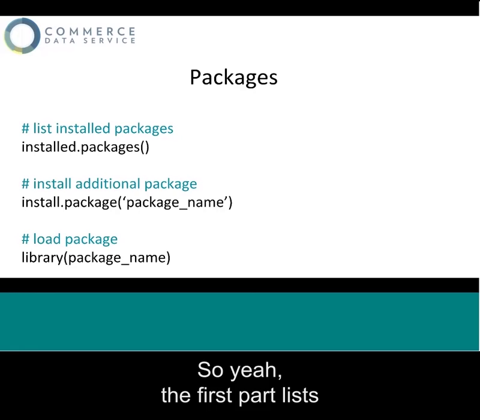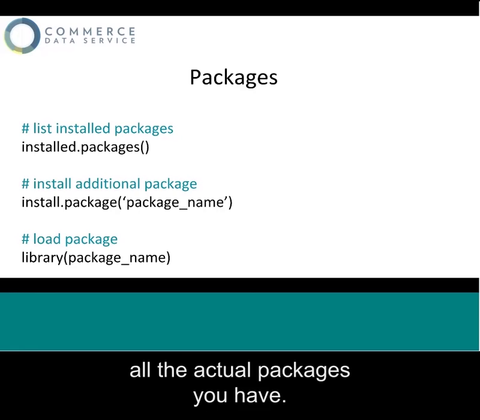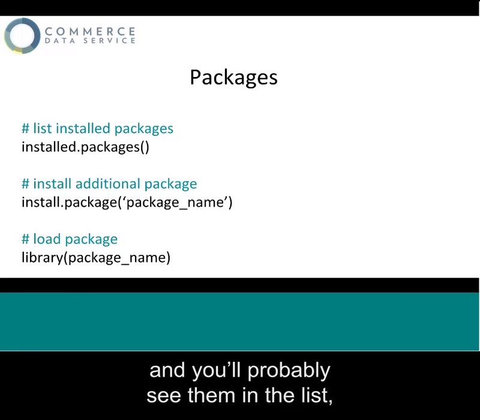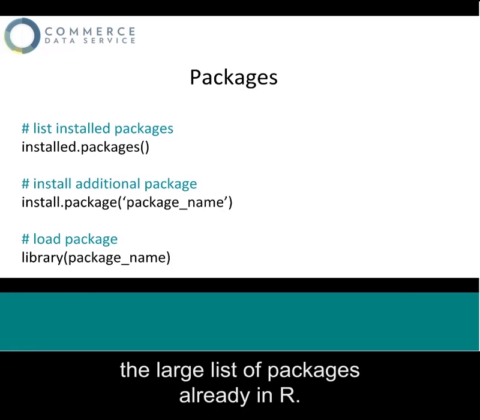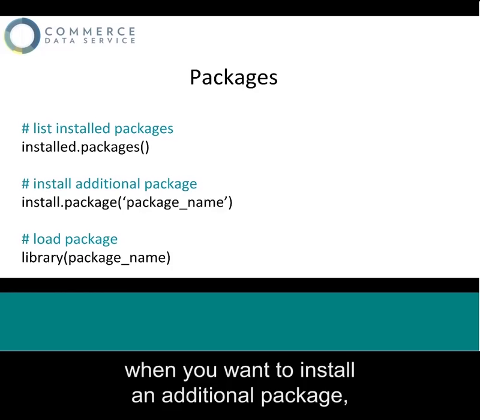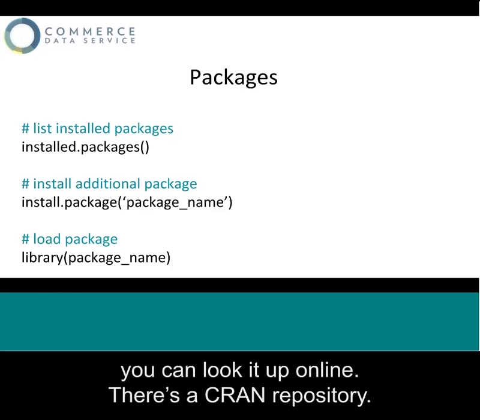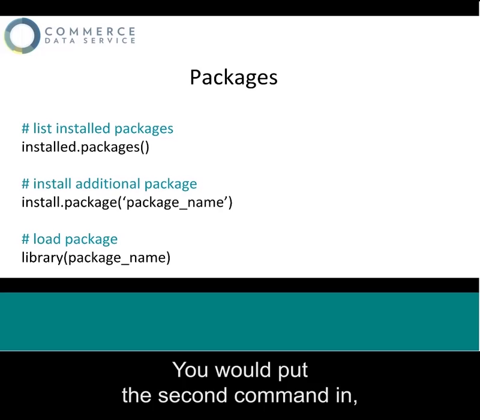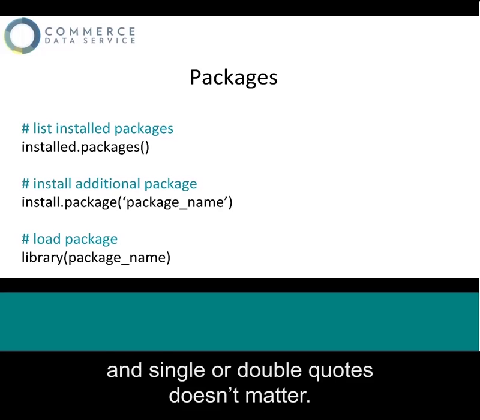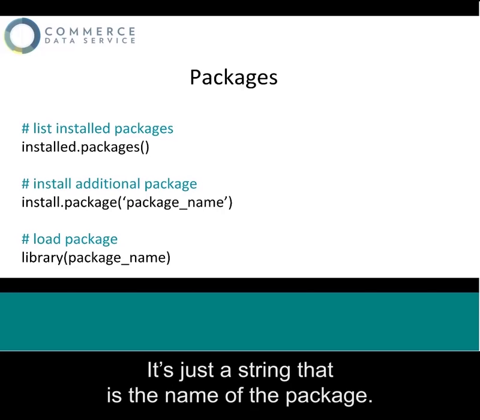So the first part lists all the actual packages you have. We asked you to install a few packages before class, and you'll probably see them in the list of a large list of packages already in R. When you want to install an additional package, you can look it up online. There's a CRAN repository. You would put the second command in, which is install.packages, and single or double quotes doesn't matter. It's just the string that is the name of the package.